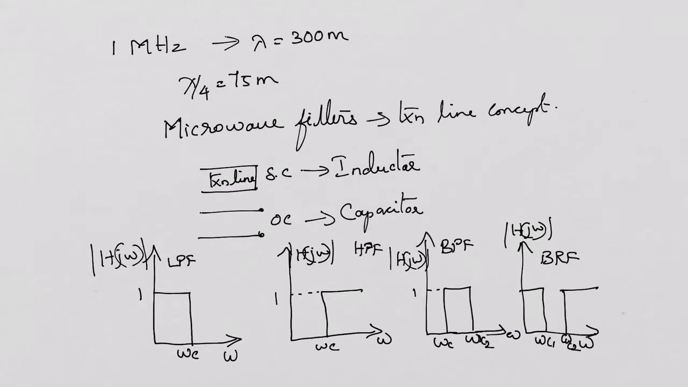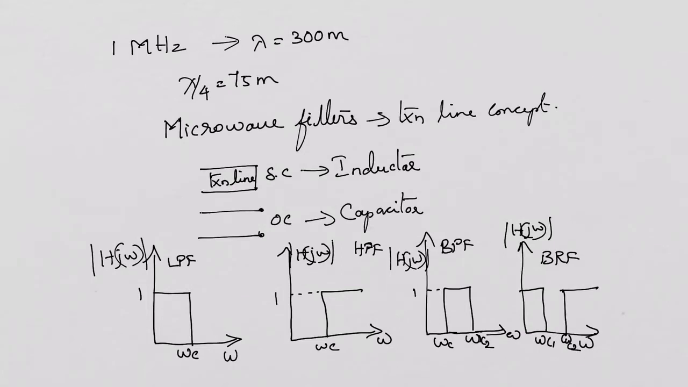A band pass filter will pass the frequencies between omega c1 and omega c2 without any attenuation, and it will provide complete attenuation outside this range. Similarly, a band reject filter, or band stop filter, or notch filter, provides attenuation for this band of frequencies omega c1 to omega c2, and it passes all the other frequencies.